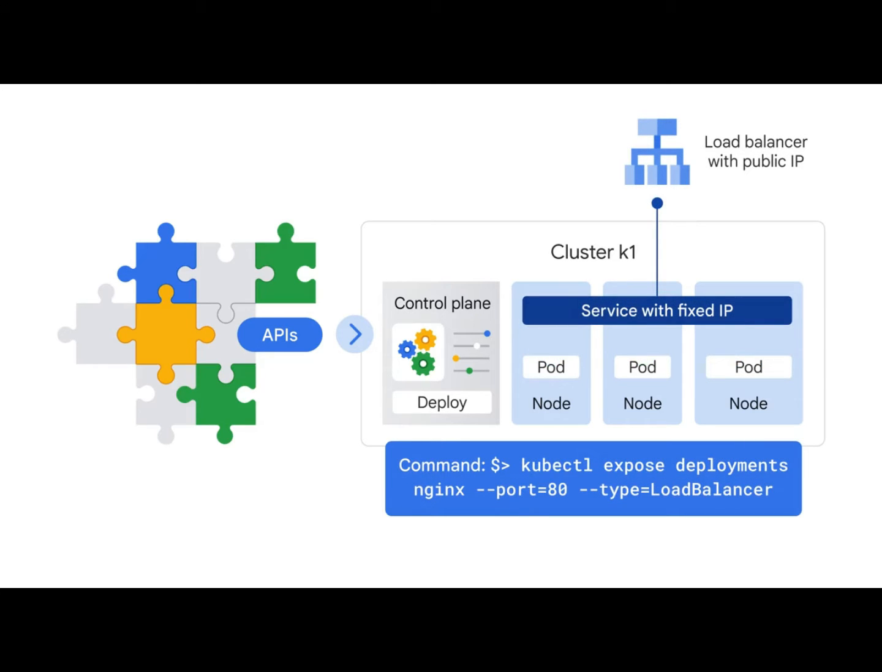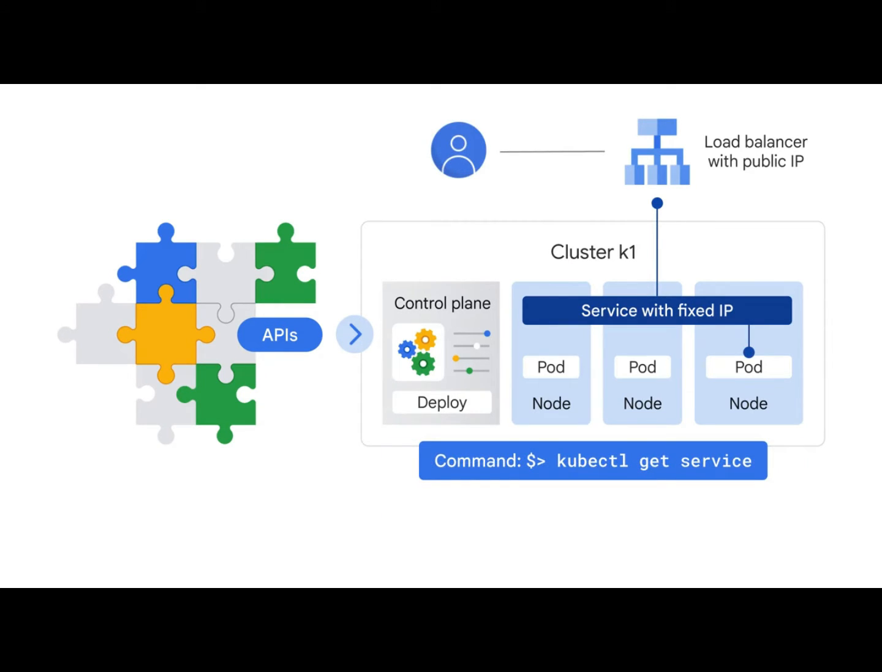Kubernetes creates a service with a fixed IP address for your pods, and a controller says, I need to attach an external load balancer with a public IP address to that service so others outside the cluster can access it. In GKE, the load balancer is created as a network load balancer. Any client that reaches that IP address will be routed to a pod behind the service.